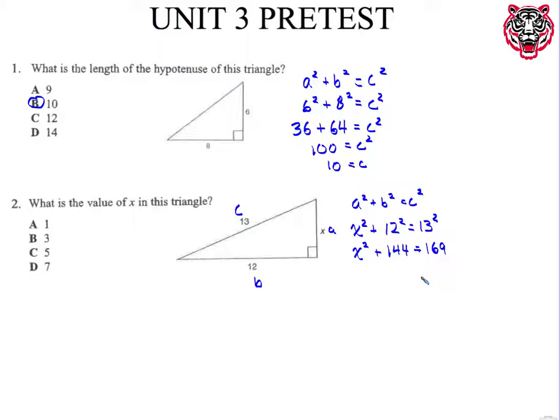What's 14 squared? 196. All right. 14 squared, you switch the digits of 13 squared. If you memorize 13 squared, you can memorize 14 squared. All right, so I'm going to subtract 144 from both sides, and x squared is going to equal 25. Therefore, x is equal to 5 after I square root both sides. X is equal to 5.